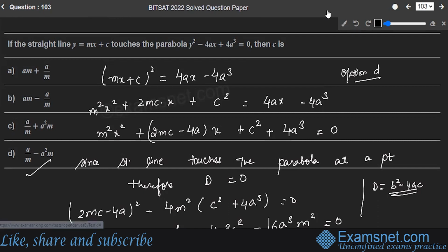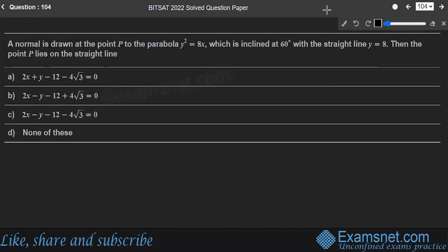Hope you understood this. Next is question number 104. A normal is drawn at the point P to the parabola this, which is inclined at 60 degree with the straight line y is equal to 8. Then the point on the straight line is, okay. So see the general equation of the parabola, y square is equal to 4ax. So here you have y square is equal to 8x. So you have a as 2 in this case.